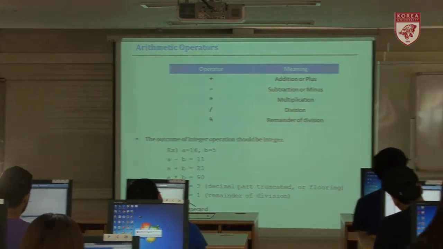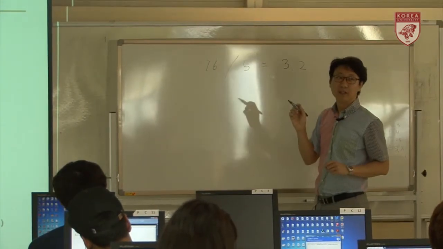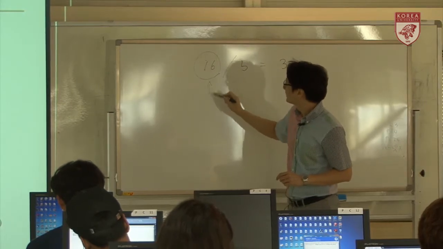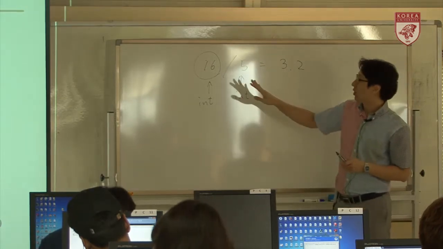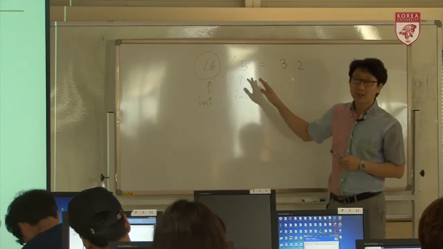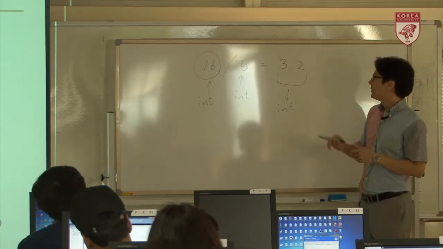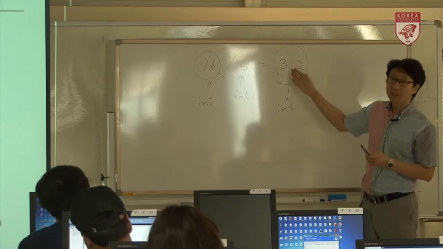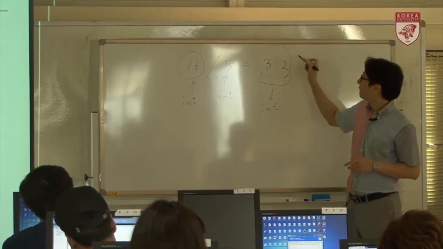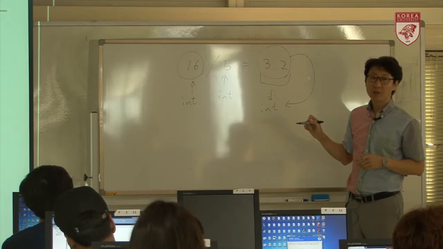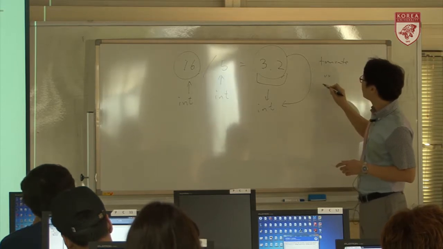Arithmetically, 16 divided by 5 is 3.2. However, the problem is that A is an integer and 5 is also an integer. The result of an operation between an integer and an integer should be an integer. But the exact result, 3.2, is not an integer; it is a floating number. So C automatically converts this to an integer. How? By truncation.